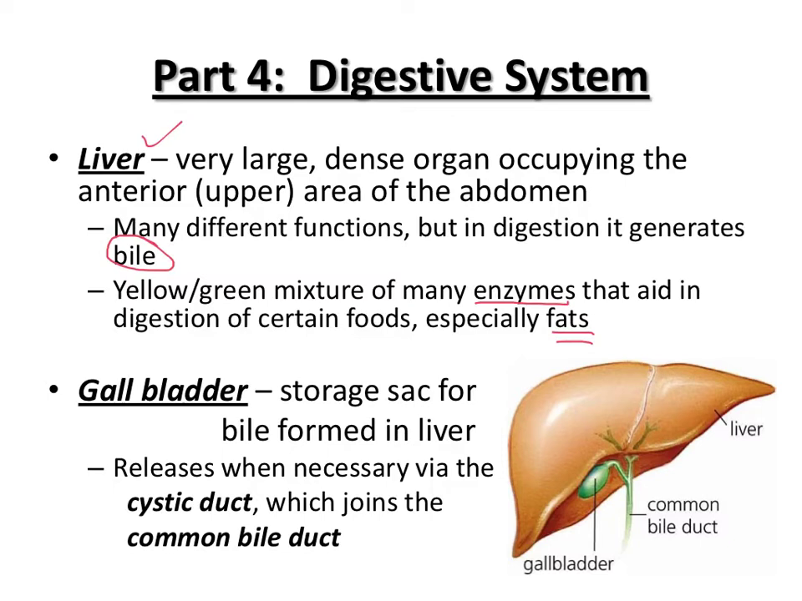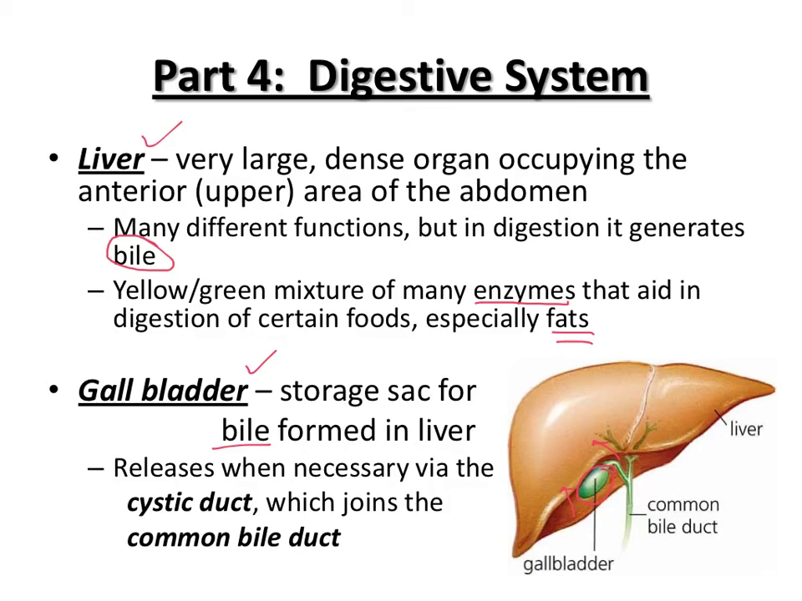Now, right along with the liver, you have the gallbladder, which is a little bag that's kind of tucked right up underneath the liver. It is generally green in color. It's stained by the bile that it stores. And really what's going on here is the liver makes bile all the time, but you don't really need bile all the time. You only need it when you eat.